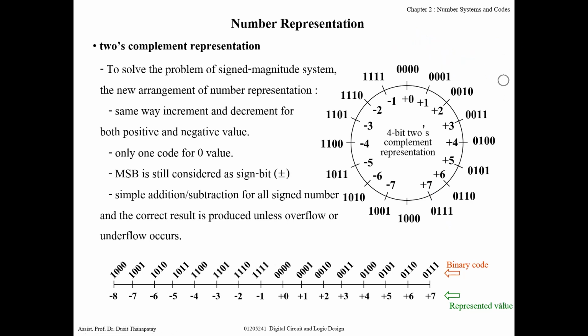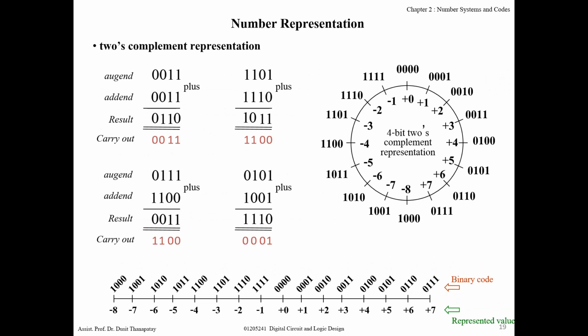Okay, let's consider the next one. If I do addition between this one and this one, this is a positive value, this is a positive value, and your result is this one. And the carry out: 1 plus 1 is 0, carry out is 1. 1 plus 1 is 1, carry out is 1.